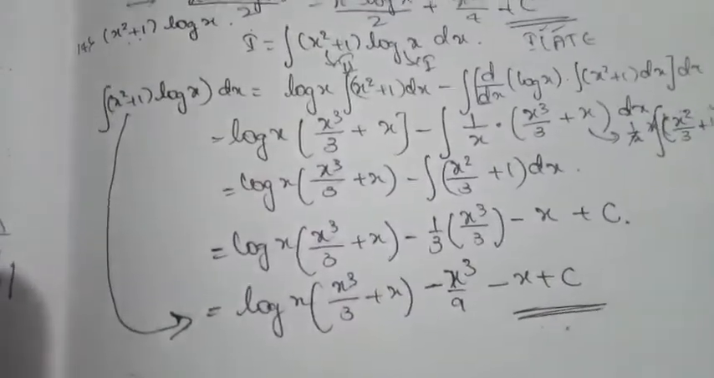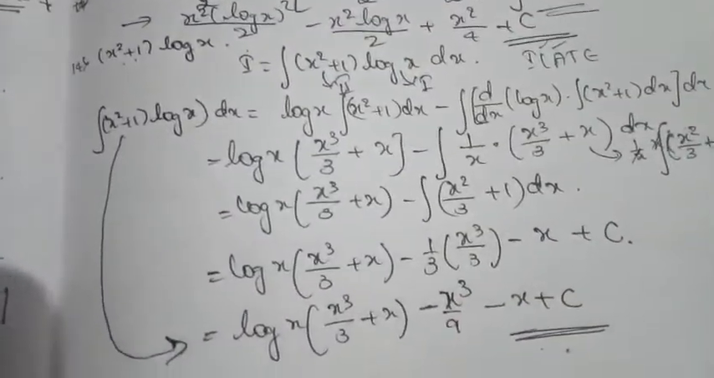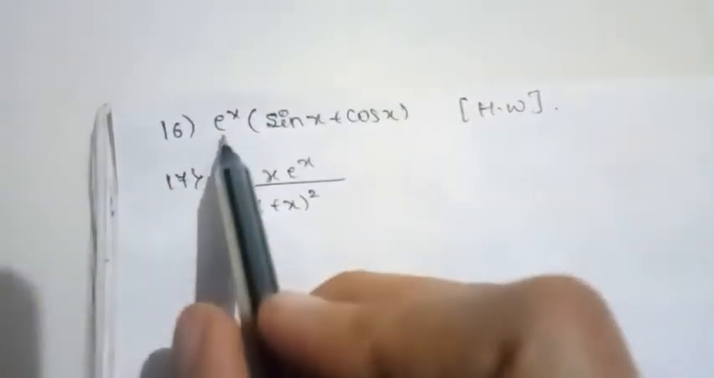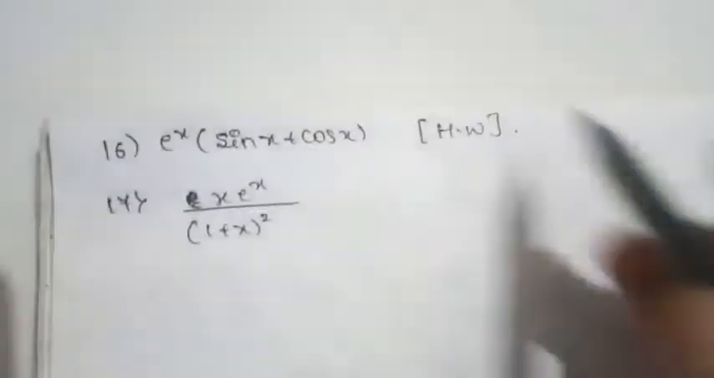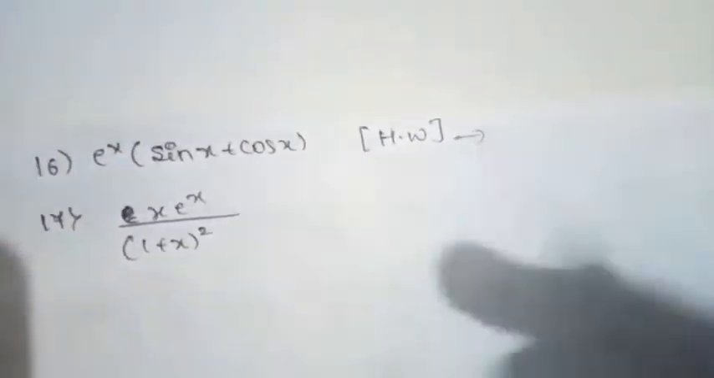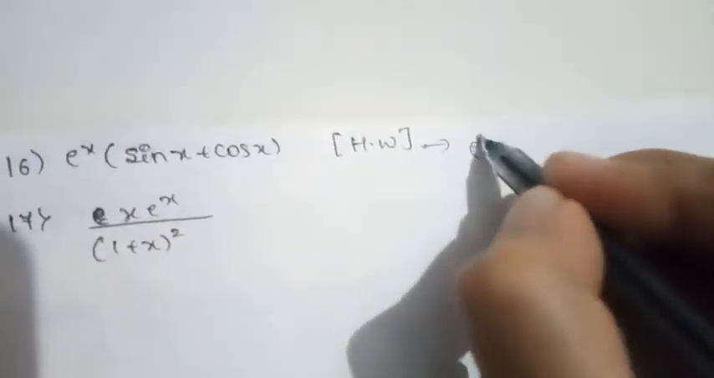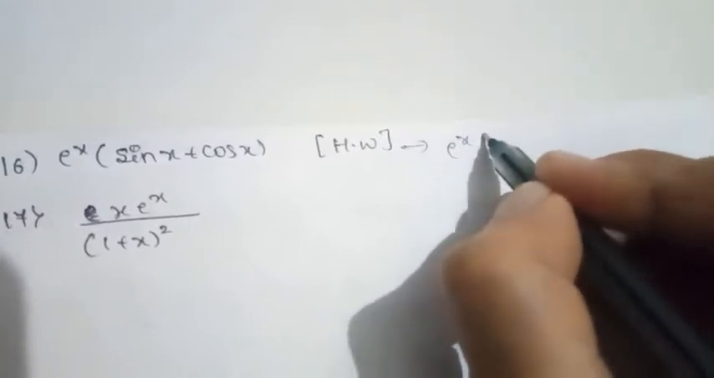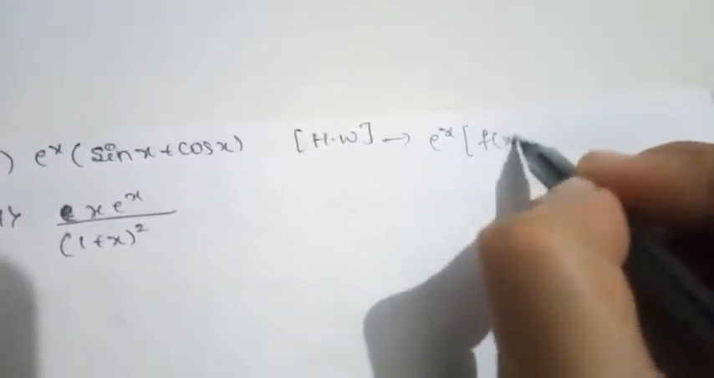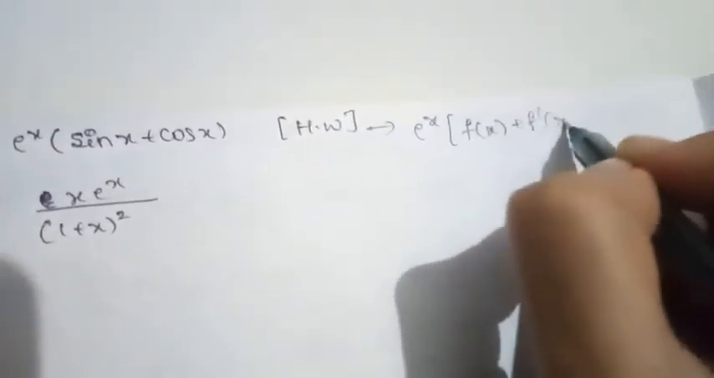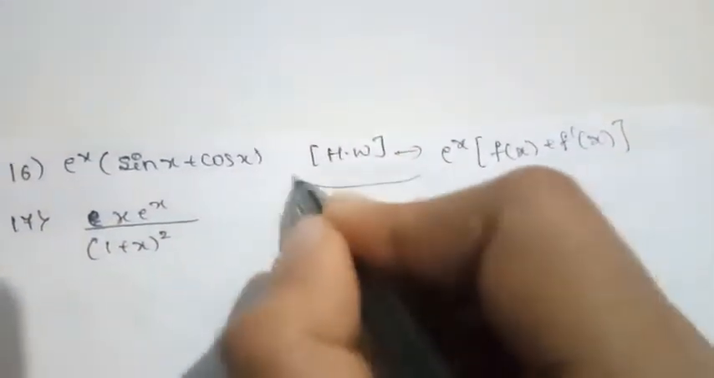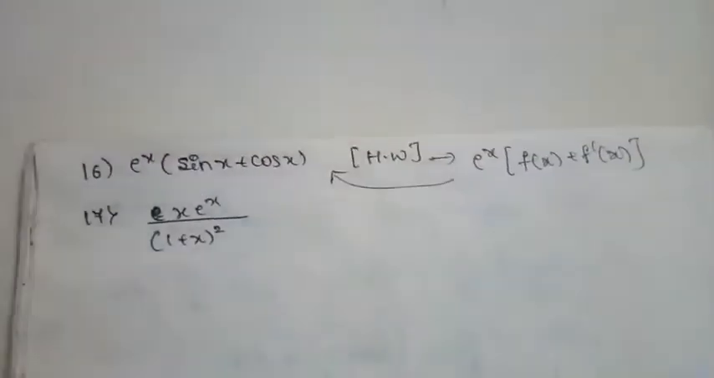So this is how we are going to find the integral through parts. The next question is e power x into sin x plus cos x. I am giving this one as homework, and you can solve this problem with the type which we have considered under this section, that is, integral of the type e power x into f of x plus f dash of x. So this question is of this form, so I hope it is a direct question. You can solve this question using this method.